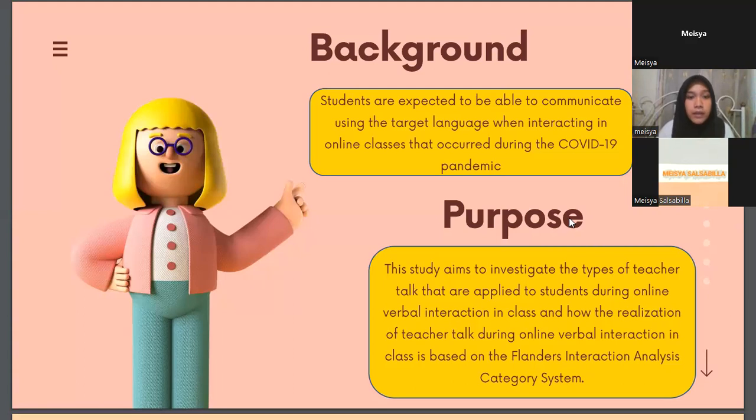So, the background of this journal is students are expected to be able to communicate using the target language when interacting in online classes that occur during the COVID-19 pandemic. And the purpose is to investigate the types of teacher talk that are applied to students during online verbal interactions in class and how the realization of teacher talk during online classes is based on the Flanders interactions analysis category system.